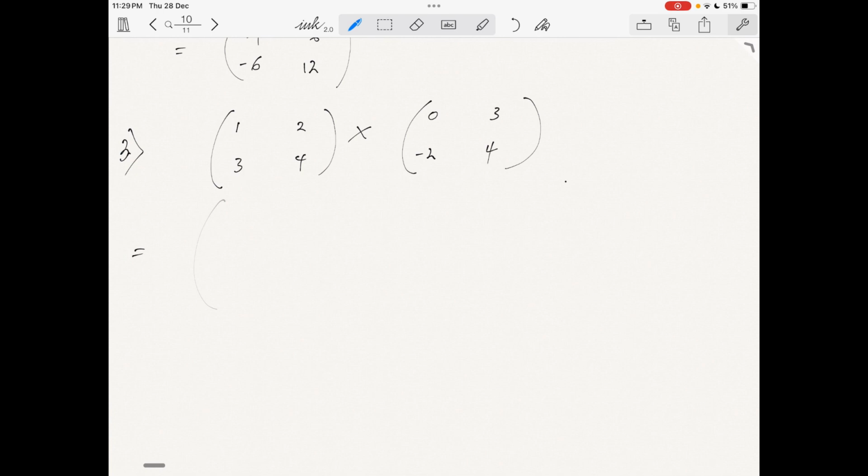Now we know that this is 2 by 2 and this is also 2 by 2. Is the multiplication possible? Yes, it is possible. So with that, we know that the result will be a 2 by 2 matrix. Since our final result is a 2 by 2 matrix, we have 2 rows and 2 columns. So this will be the first row, first column.